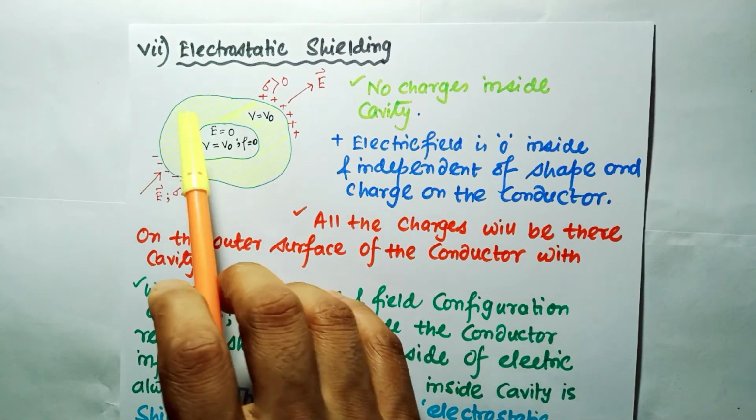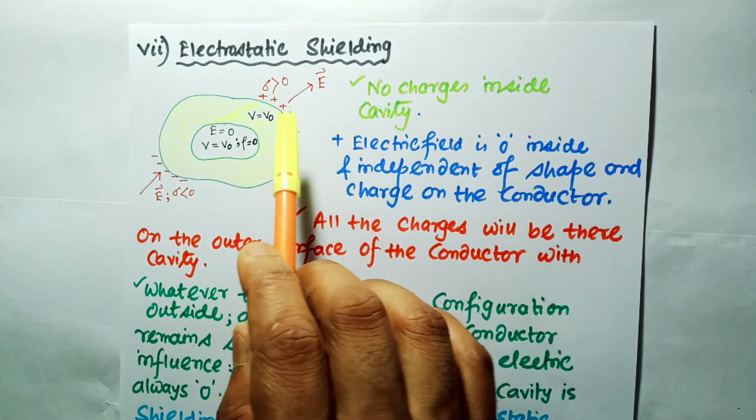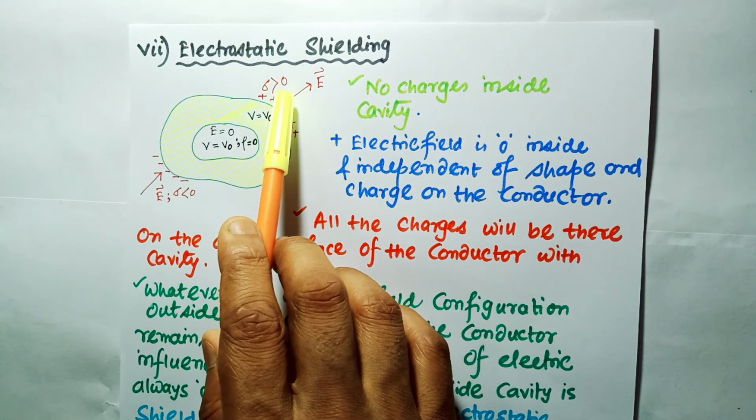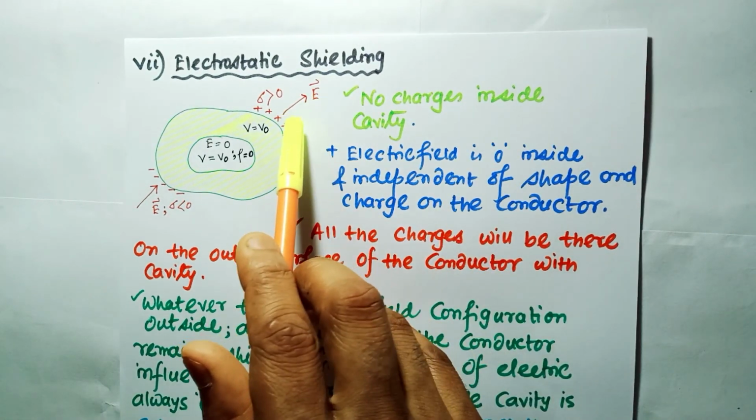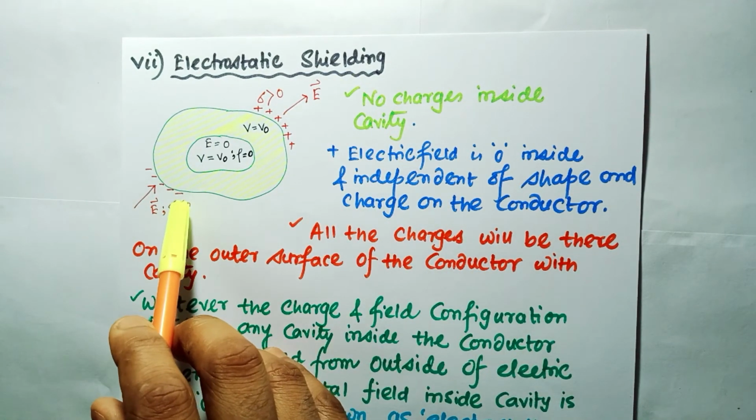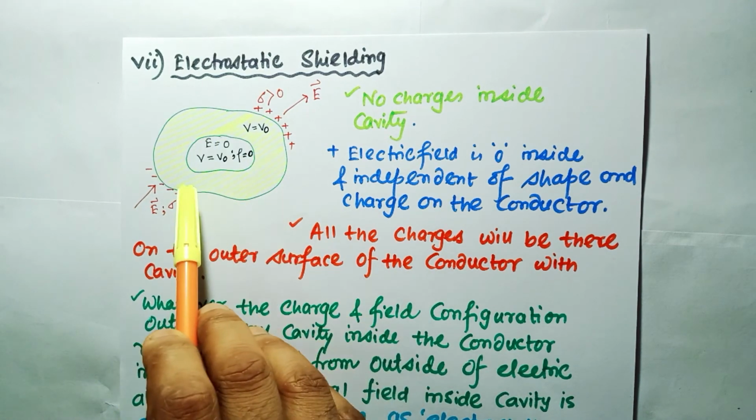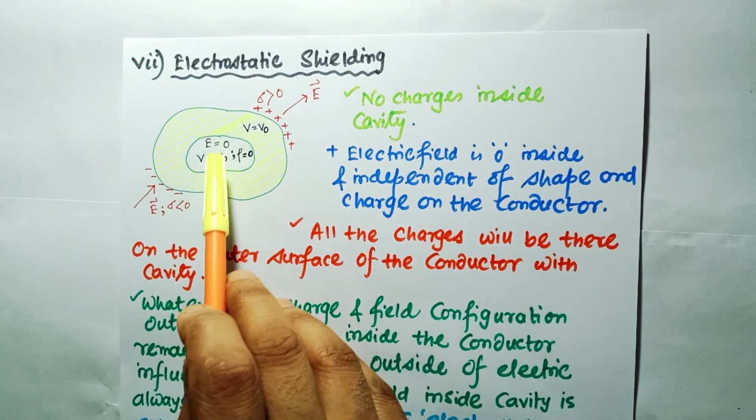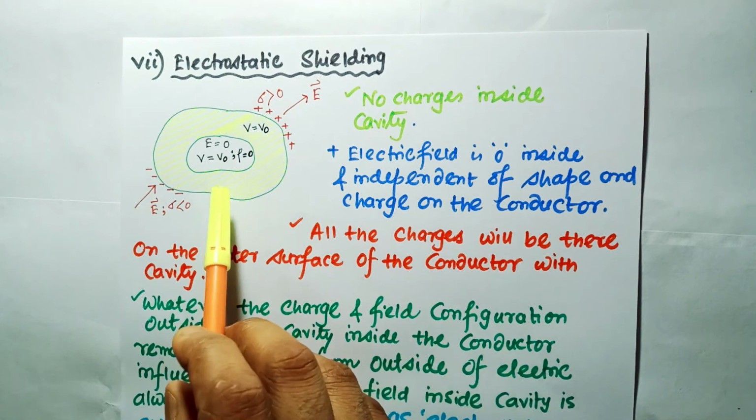Suppose this is a conductor having some cavity inside. If there is some positive charge and the charge density is greater than 0, I have already discussed that the electric field will be acting outward, and if the charge density is less than 0, the electric field will be acting inward. And if there is a cavity or any space inside the conductor, I have already discussed that the electric field is 0, and inside the cavity the potential is a constant.